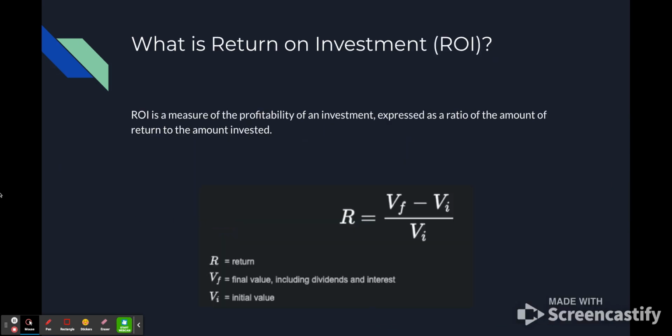Now, before we talk about how ROI relates to instructional design, it is first beneficial to establish a working definition of return on investment. Return on investment is a measure of the profitability of an investment, expressed as a ratio of the amount of return to the amount invested. In the context of instructional design, ROI is calculated by dividing the benefits that an organization receives from an instructional program by the cost of the program, according to Phillips, 2011.